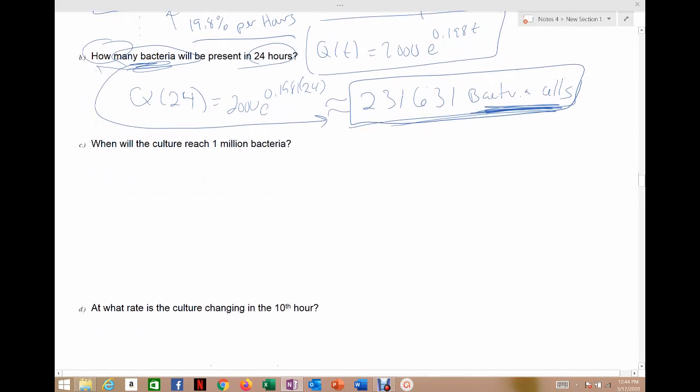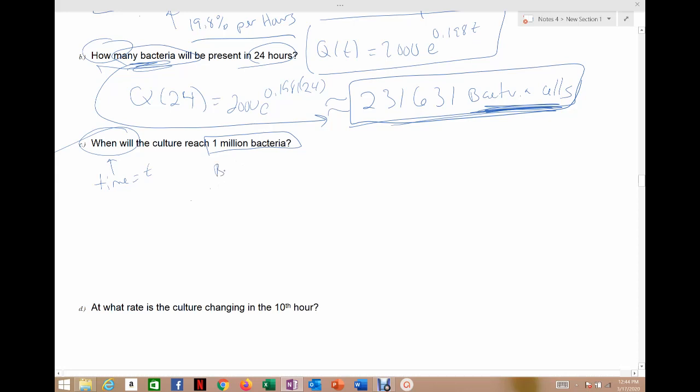Alright, the second one. When will? When will is looking for time. How long? Alright, time. It takes the culture to reach 1 million bacteria. So I know to know at what time, right? How far along the line will it take to grow to 1 million? My population to get to 1 million.